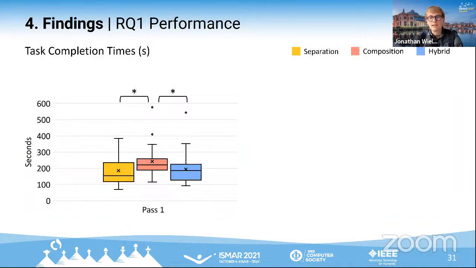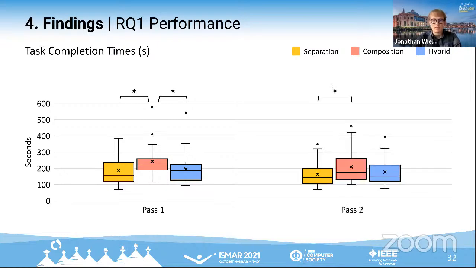Let's start with the findings related to the performance of the three techniques. And here, for the first pass, task completion times for separation and hybrid were significantly lower than for composition. This slightly changed in the second pass. Here, participants still were significantly faster with separation compared to composition. However, we were not able to find a significant difference between hybrid and composition.